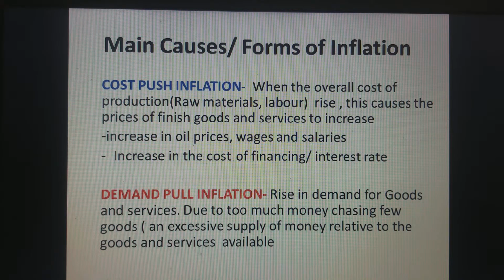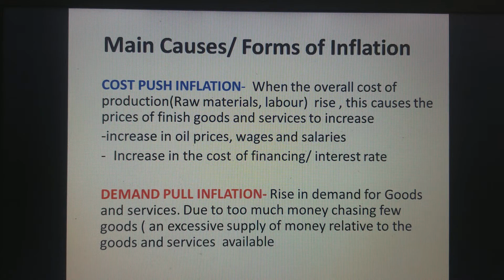Now, demand pull inflation. What we mean by demand pull is that, as a result of the demand existing in the economy for goods and services, it is pulling up the price. It is pulling up the price.